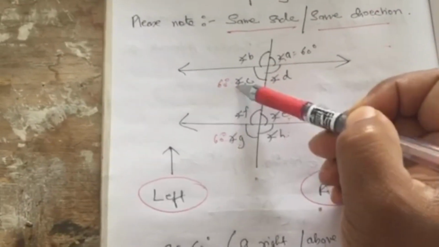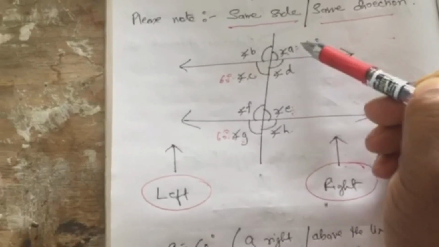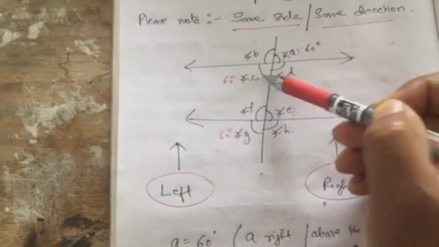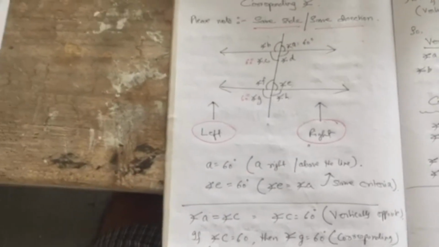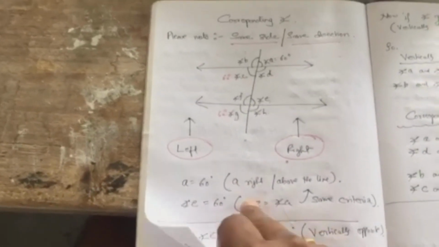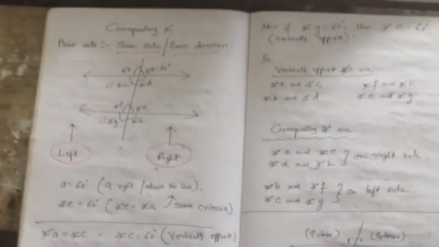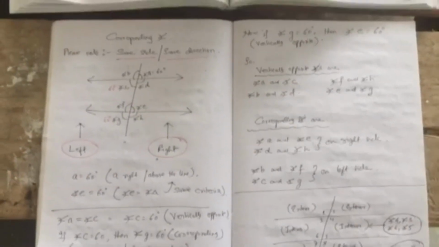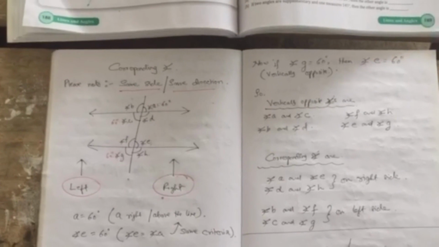And how come this is 60? Because A was 60. Since A and C are vertically opposite, you can have a crisscross this way also. Okay. Now, here on this page you can clearly see for this diagram, I have discussed which angles are vertically opposite and which angles are corresponding. Is it clear, students? Okay, now let us move forward.